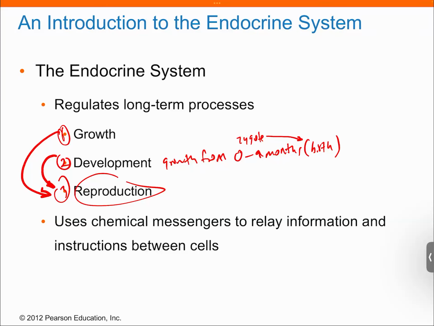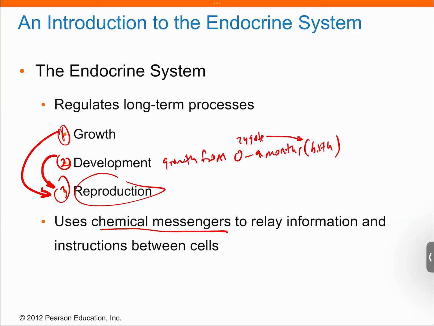So how does it do this then? There's obviously a lot more to the story, right? These are easy words, growth, development, reproduction, but how does this actually work? So what the endocrine system does is it basically utilizes chemical messengers, hormones, for instance, in order to communicate between cells to coordinate activities, as opposed to the nervous system, which uses electrical impulses, right?